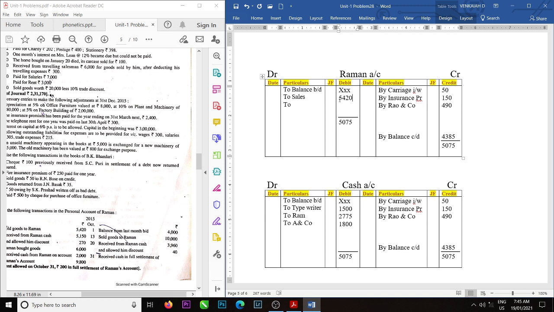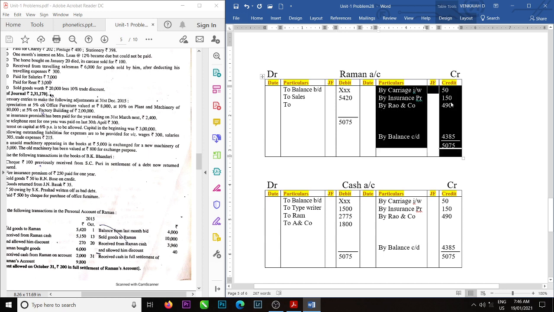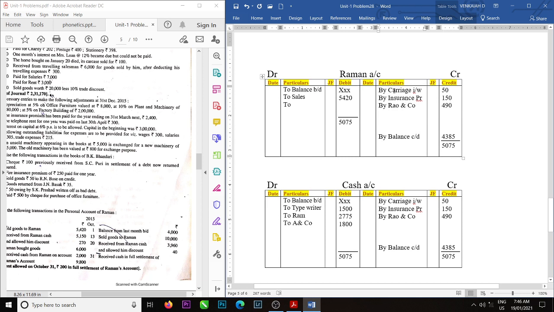Next entry is cash received from Raman. Entry is cash account debit, discount account debit, to Raman account. Raman account is showing credit. We have to post the total amount 5420: one is by cash, 5150, and by discount, 270.